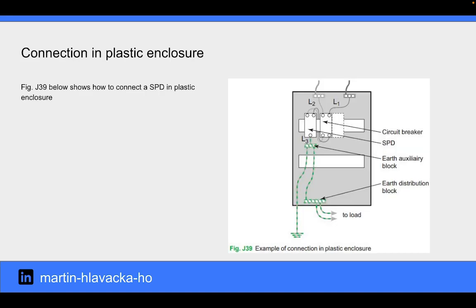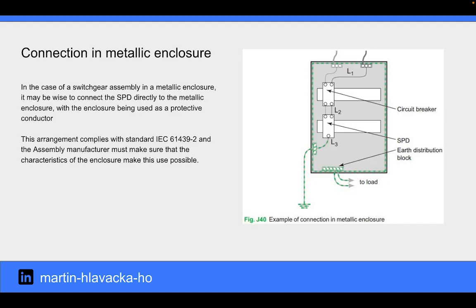Figure J39 shows how to connect an SPD in a plastic enclosure. In the case of a switchgear assembly in a metallic enclosure, it may be wise to connect the SPD directly to the metallic enclosure, with the enclosure being used as a protective conductor. This arrangement complies with the standard IEC 61439-2, and the assembly manufacturer must make sure that the characteristics of the enclosure make this use possible.